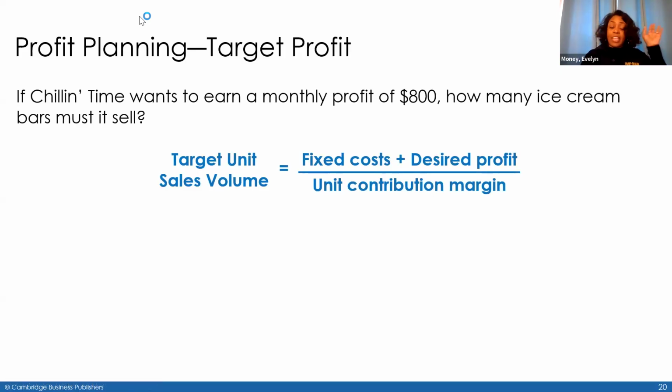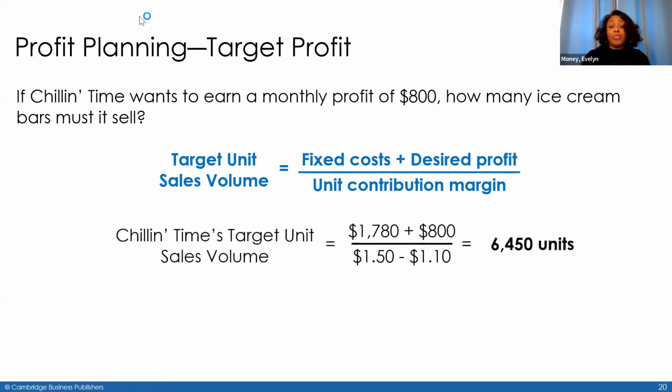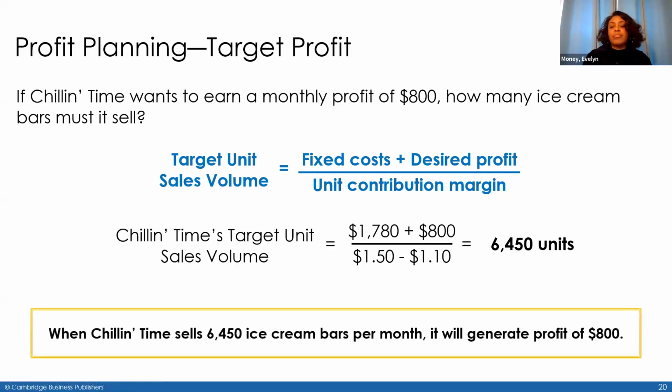So now, instead of just taking fixed costs and dividing by unit contribution margin, we're going to change our numerator. We're going to take fixed cost, add in that desired profit, and then divide all of that by the unit contribution margin. So we have our fixed cost of 1780. We add in our desired profit, divide by the unit contribution margin, and we get 6,450 units. Of course, this answer was different from the one we did before because before we were looking at a profit of $1,000. This is at the $800 level.